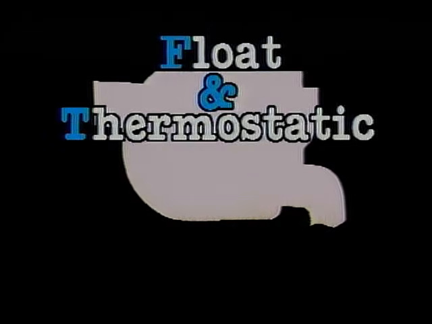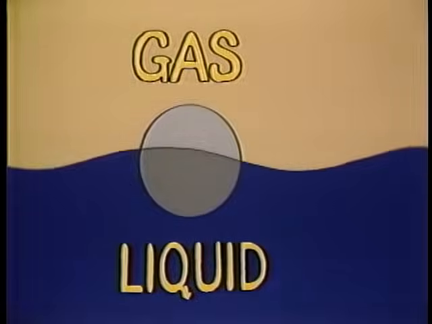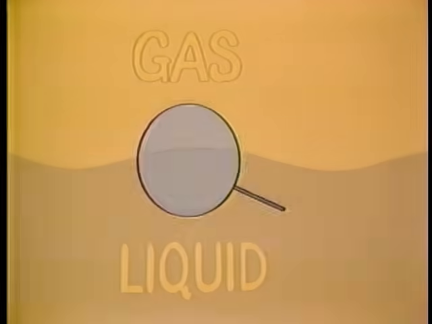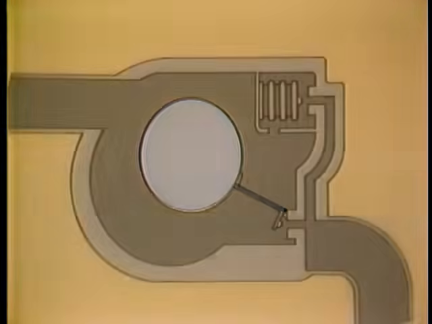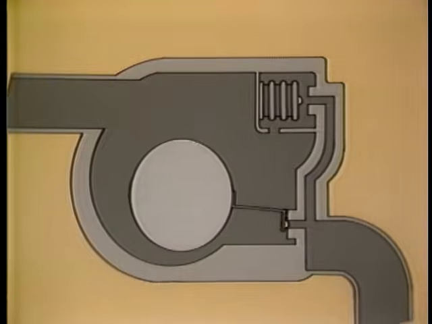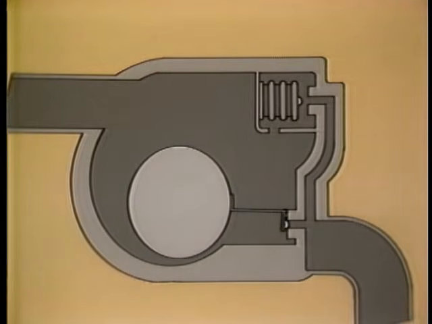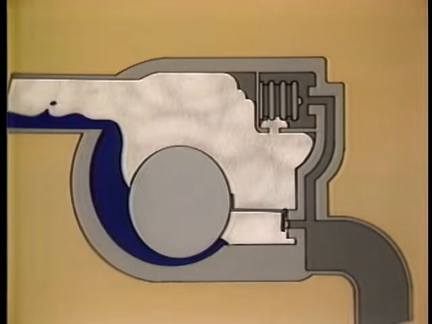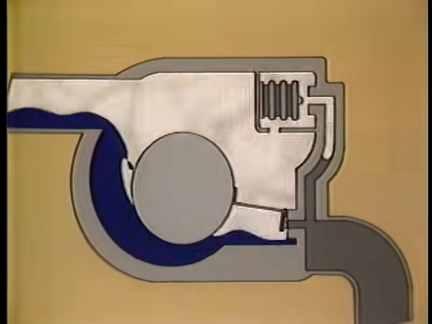Float and thermostatic traps offer a combination of mechanical and thermostatic operation. A closed float is used to sense the density difference between a gas and a liquid. The float is attached to one end of a lever which pivots inside the trap. At the opposite end of this lever is a valve that is seated when the float is at rest. Condensate enters through the inlet near the top of the trap and raises the float, opening the valve.